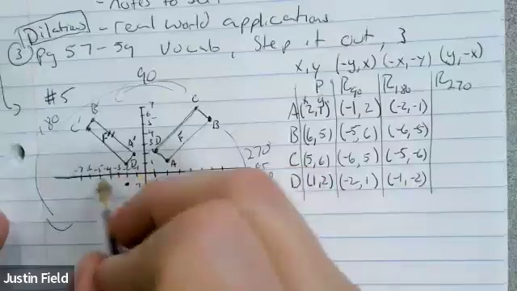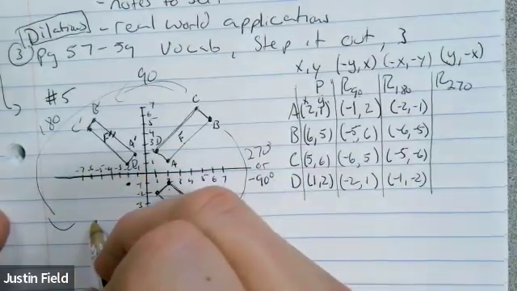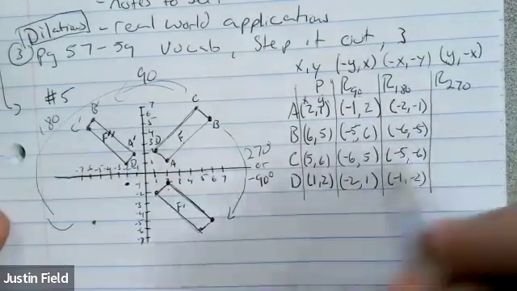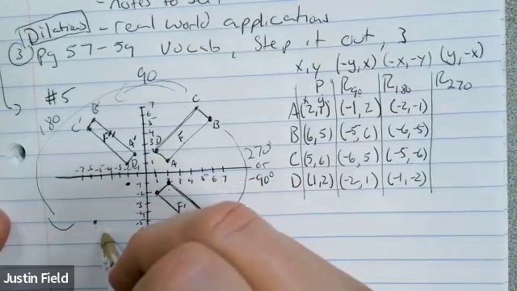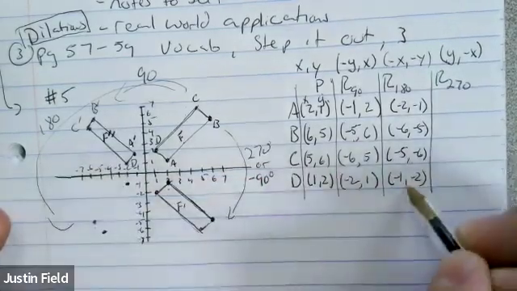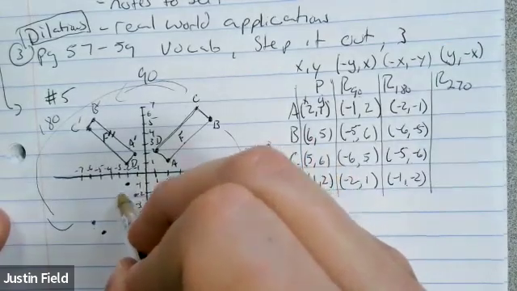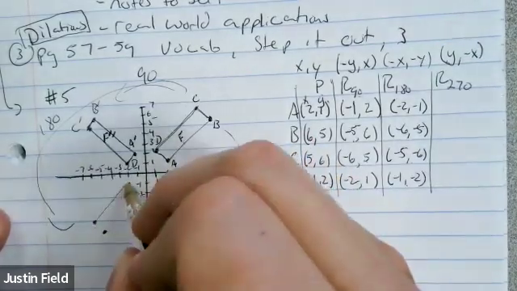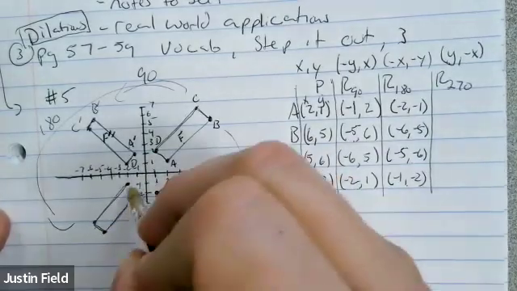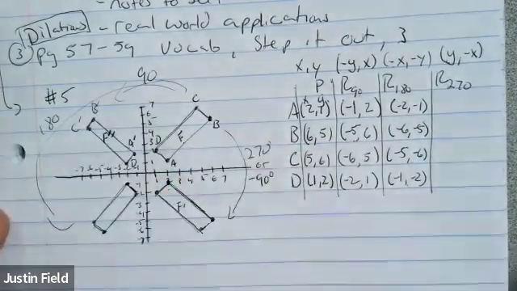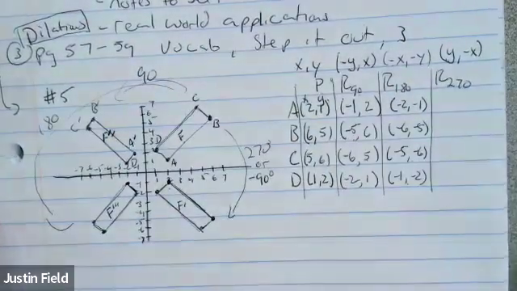-6, -5, -6, -5, -5, -6, over -5, down -6, and -1, -2. And we end up with a rectangle like that. So we'll just call that F triple prime.